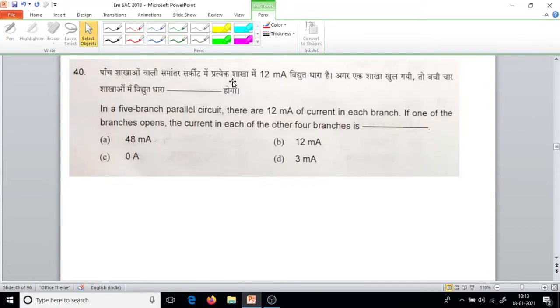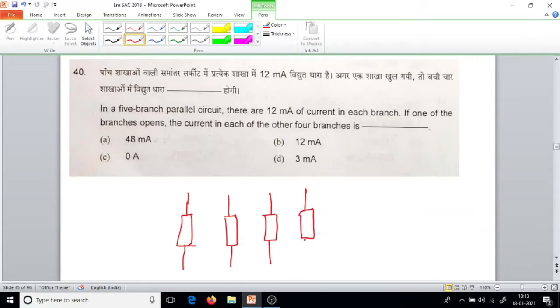Question number 40. In a 5-branch parallel circuit, there are 12 milliamps of current in each branch. If one of the branches opens, the current in each of the other 4 branches is. Now we have 5 parallel branches. 5 branches means 5 impedances are there. So we have 5 branches connected in parallel.